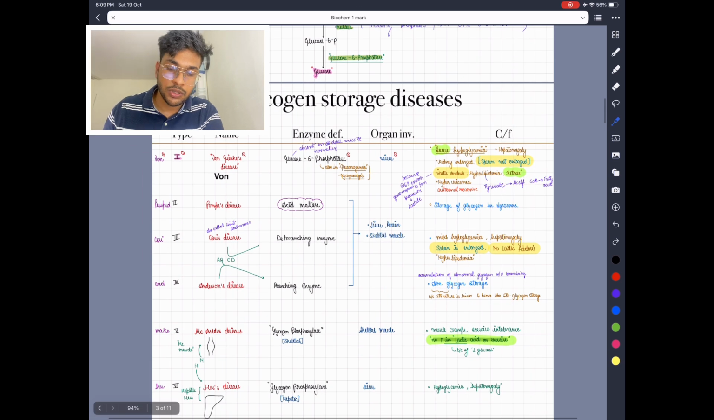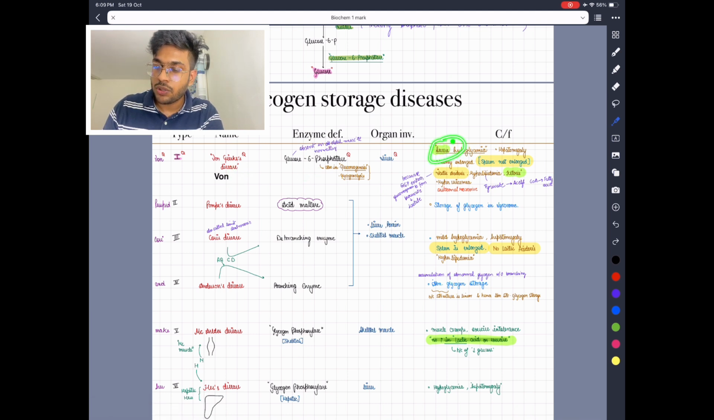Learn this by heart. You should know the name, you should know the enzyme deficient, and you should also try to remember the clinical features first. These three things you should try to remember first. Most of the questions are based around them, and if you can remember extra, like the organ involved and 1, 2, 3, 4, that will be more than enough.